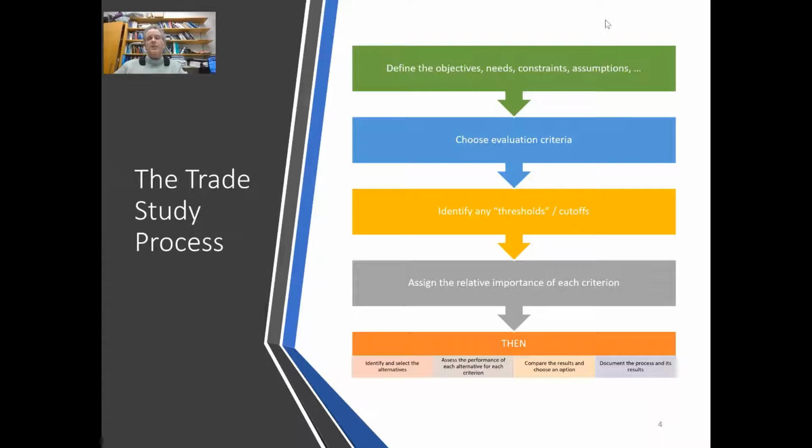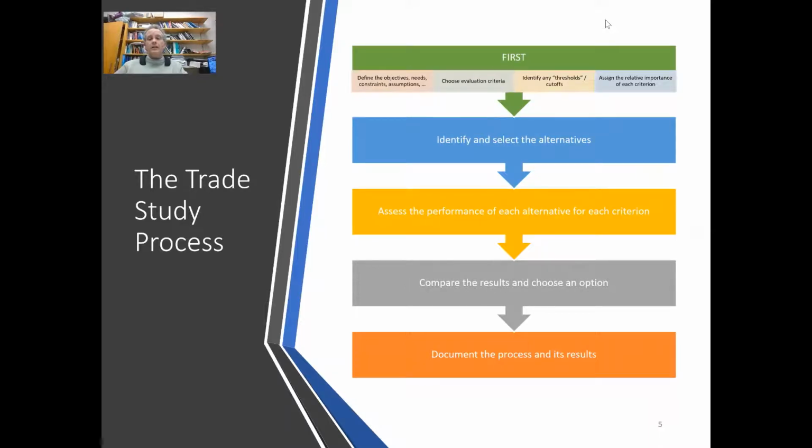Once we've done this, we can actually start doing our analysis of our options, but we can do all of this work before we've even looked at what are the possible ways that we could achieve our objectives. So once we have our criteria, our thresholds, and our relative weights, then we can go out and identify what are the different ways that we could solve our problem or meet our objectives.